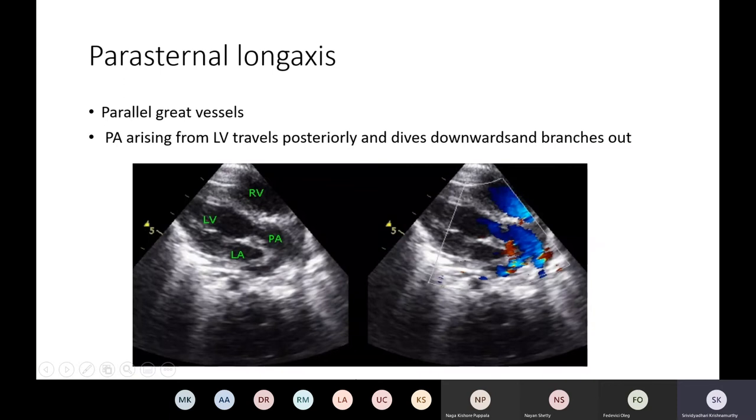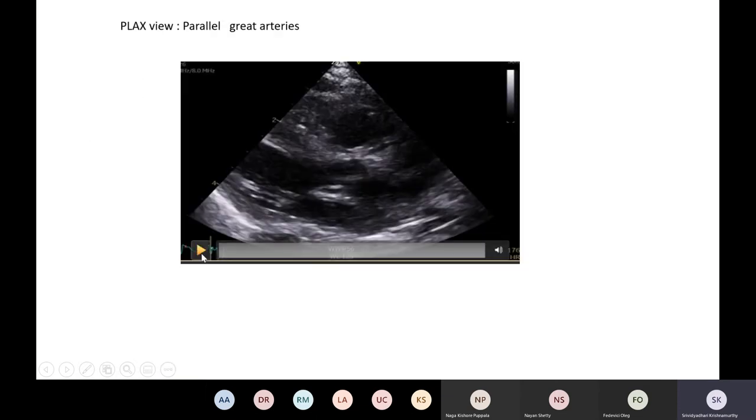And in the parasternal long axis views, we look at the parallel vessels. I have got a video that I'll show you in the next slide. But here you can see the left atrium goes into the left ventricle and then goes into the pulmonary artery here, and you can even see the branching of the pulmonary artery here. And that's the right ventricle. I can't see the outflow from that.